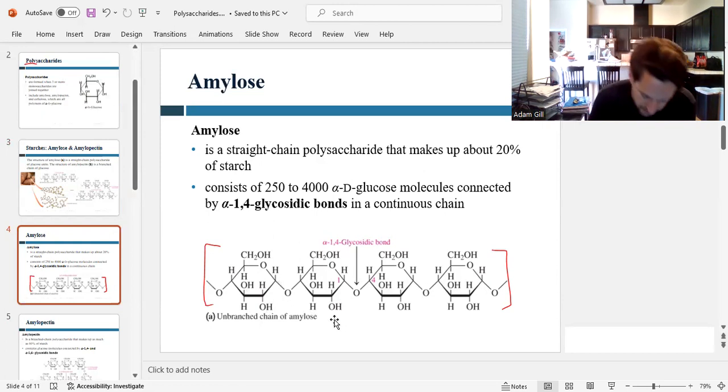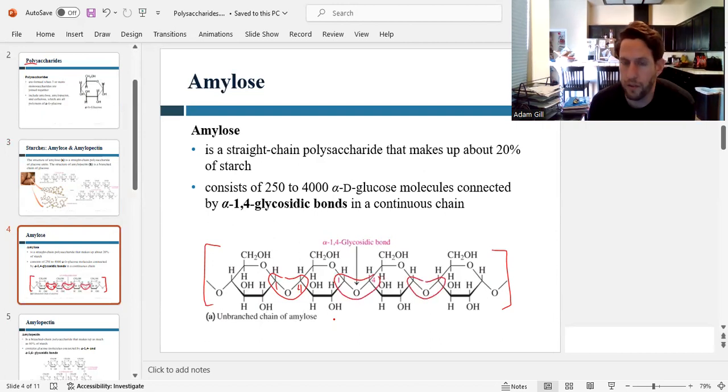But you can see here that the type of glycosidic bond is an alpha 1,4, alpha 1,4, alpha 1,4, and so on and so forth. And so the alpha 1,4 glycosidic bond is unique, and that's what specifies this polysaccharide as amylose.